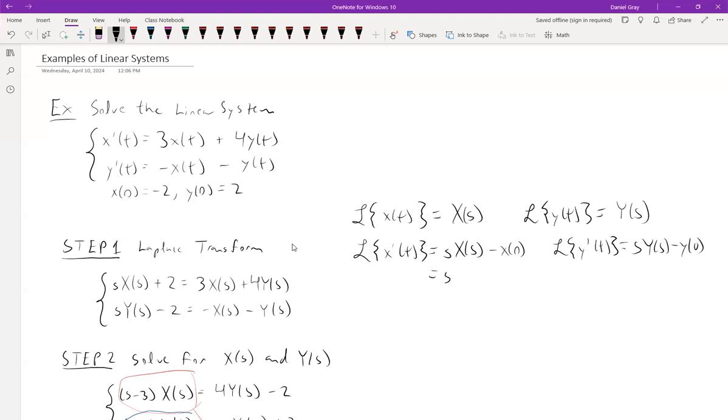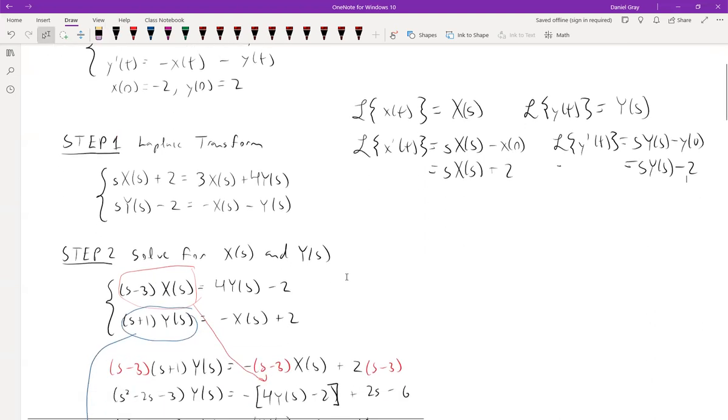But now, of course, we can go ahead and plug in what our x(0) is. It was just negative 2. Right? So minus a negative 2 becomes plus 2. And then same thing here, we can plug in what our y(0) was, which was positive 2. So we get minus 2 here. And so that's how I get the left-hand side of these equations. On the right-hand side, I think that's pretty self-explanatory. Okay. So that's step one.